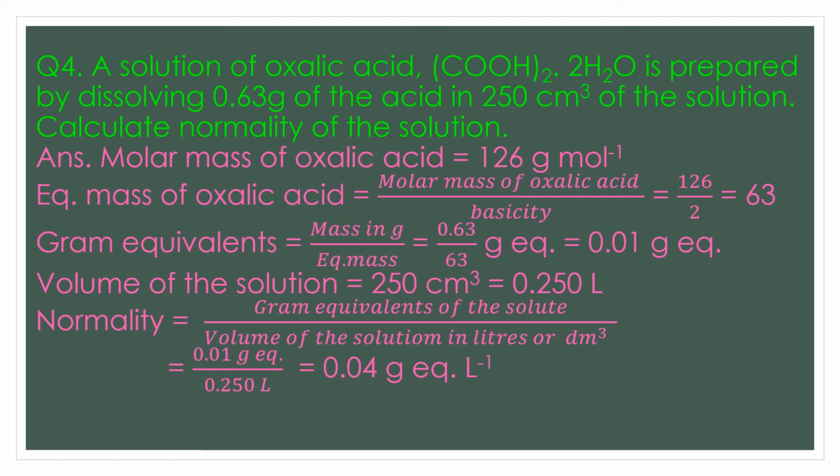Therefore, we can calculate normality using the formula: gram equivalents of the solute divided by the volume of the solution in liters or cubic decimeters. That is 0.01 gram equivalent divided by 0.250 liters. So we are getting the normality of the solution as 0.04 gram equivalent per liter, or we can say 0.04 normal.